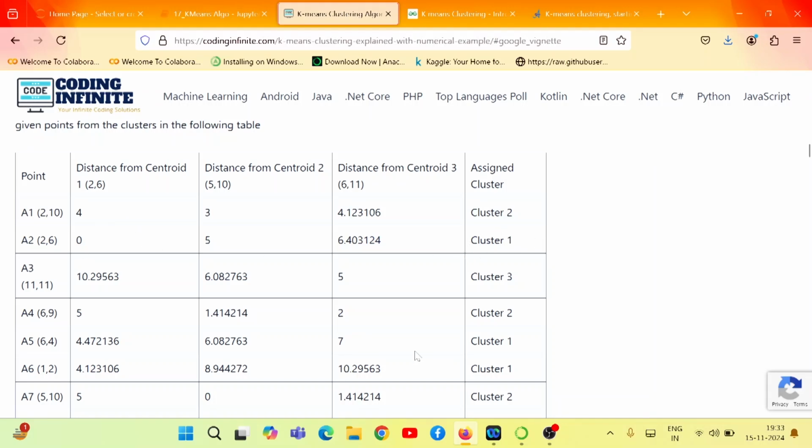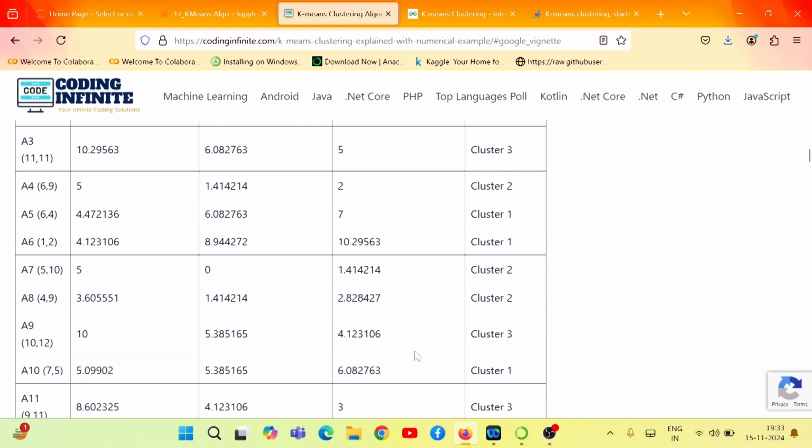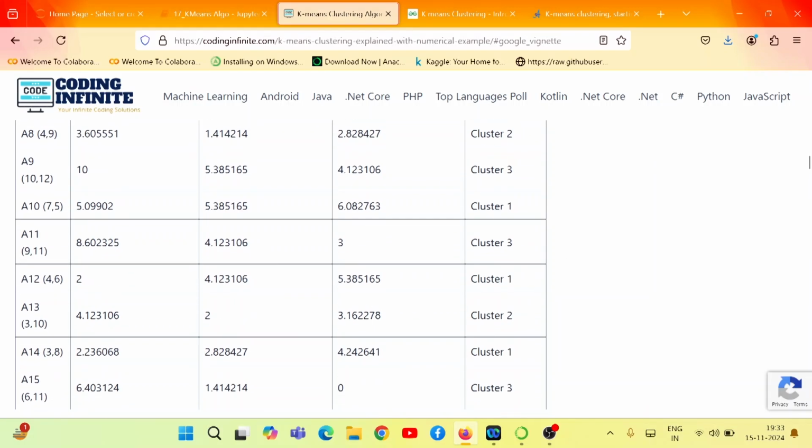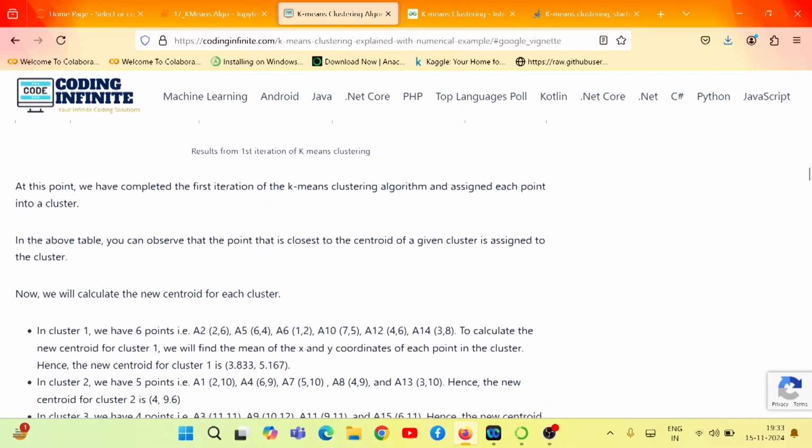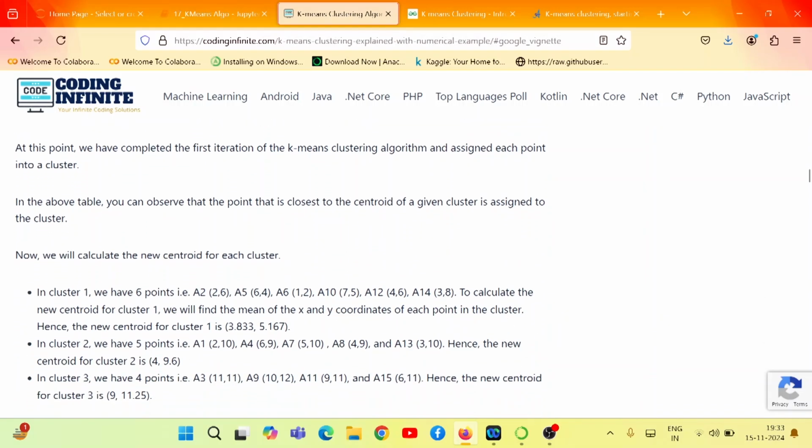Similarly, we will categorize all these 15 points and check which centroid, which cluster, each point is nearer to, and accordingly we will label it. So after the first iteration, you may understand that in cluster number 1 we are getting this many points.